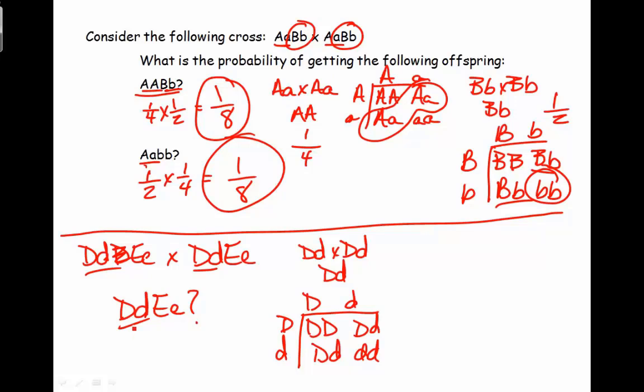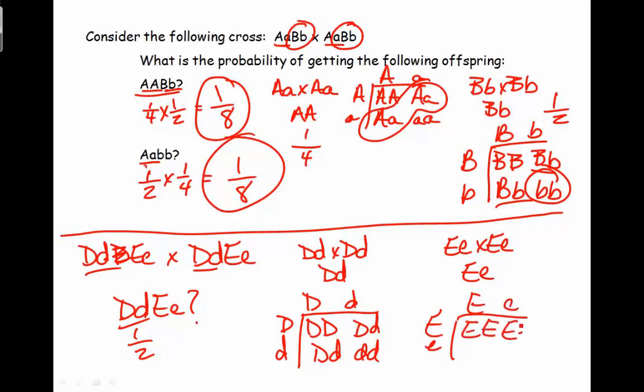And we can see that we've got 1/2 for our D's. Then we look at our E's. Both of our parents are heterozygous for E, and we want heterozygous offspring here. So again, we draw our mini Punnett square. And we can see in our mini Punnett square that, again, it's going to be 1/2. So we've got a 1/2 for our E's. 1/2 times 1/2 is going to give us 1/4.